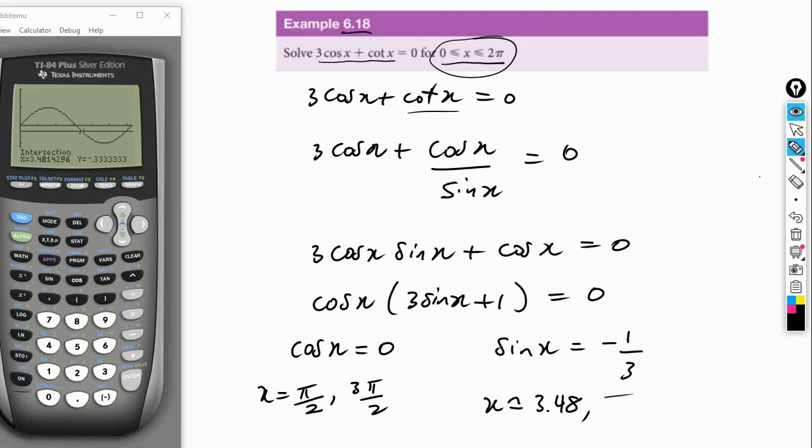And then we need another solution. So we go again to second, calculate, and number 5, intersect. But this time we want to move to the right a little bit. And right there. So enter, first curve, or second curve, and guess. And there it is. So the other solution is going to be to 3 significant figures, 5.94.